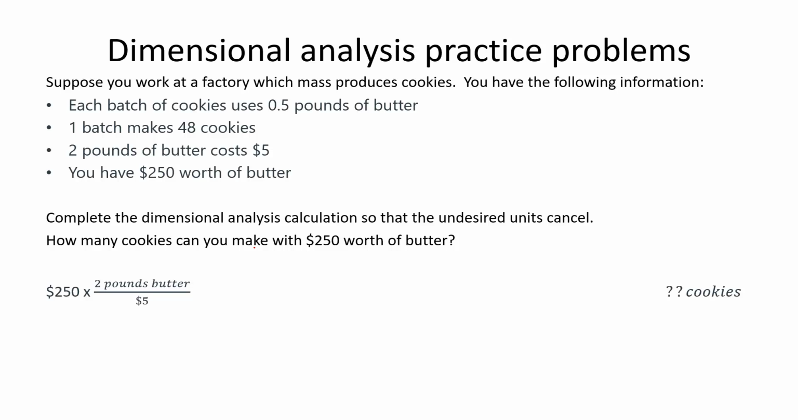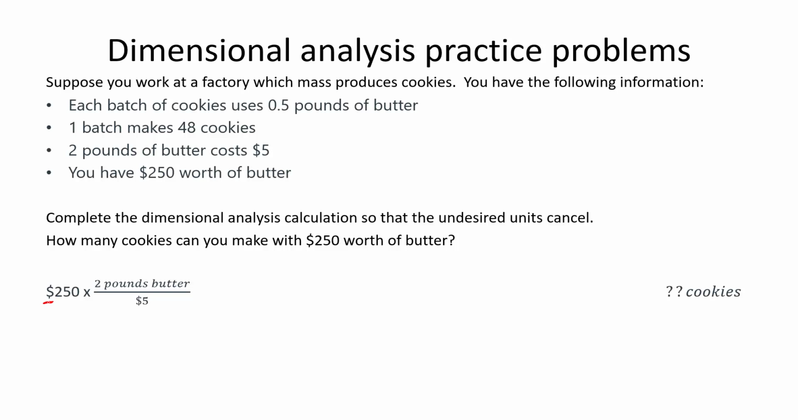Okay, so let's give this a try. In this particular question, we are told to complete the dimensional analysis so that the undesired units cancel and we figure out how many cookies we can make with $250 worth of butter. So in this case, we know that each batch of cookies uses half a pound of butter. One batch makes 48 cookies. 2 pounds of butter costs $5, and we have $250 worth of butter.